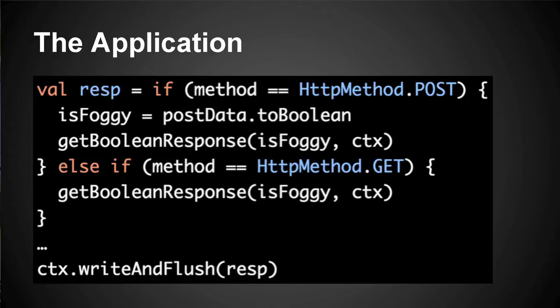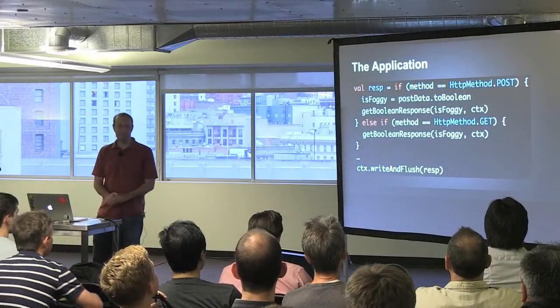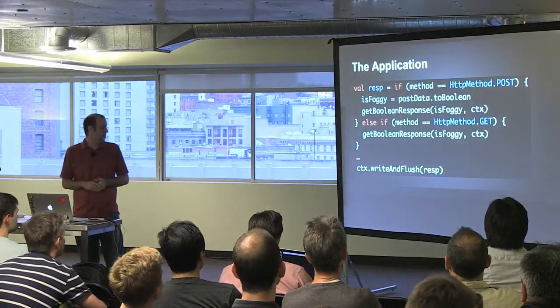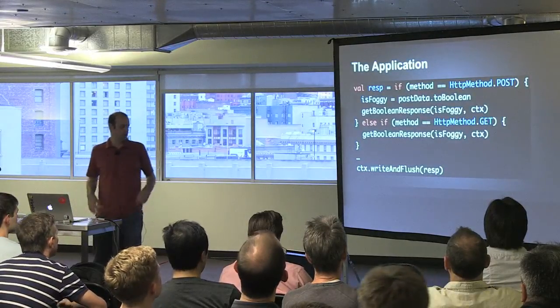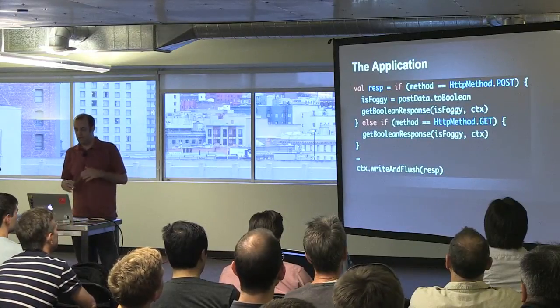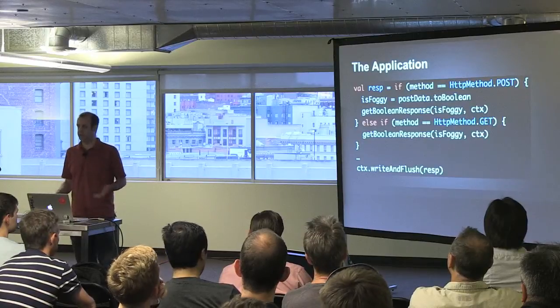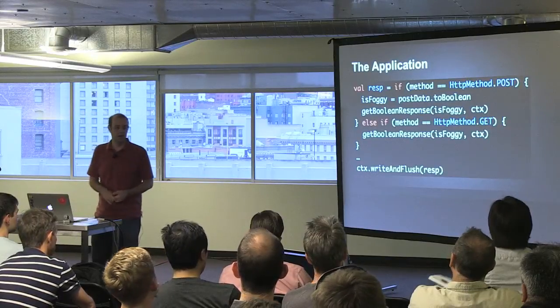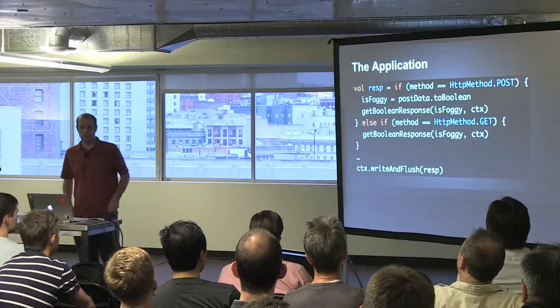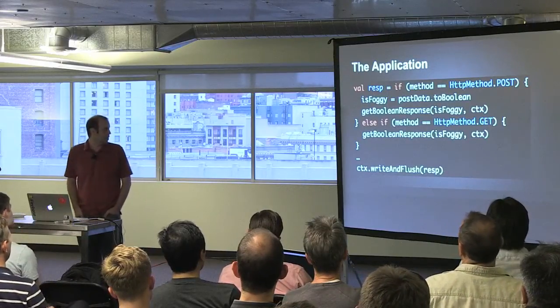So a couple things to notice. We're doing some low-level HTTP stuff here. We're checking the method. We're calling this getBooleanResponse, which is a method that we're going to have to define. Netty is not a full-featured web framework like Rails or Django or something like that. But you can build one on top of it. It provides the next layer down for abstraction.